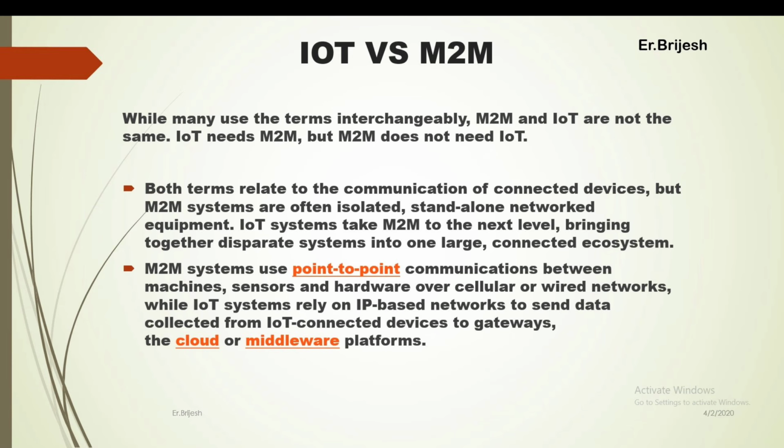M2M systems use point-to-point communications between machines, sensors, and hardware over cellular or wireless networks, while IoT systems rely on IP-based networks to send data collected from connected devices to gateways, the cloud, or middleware platforms. So from this you can read what the difference is between IoT and M2M. Now I will tell you the difference in a tabular form, so it will be clearer to you.